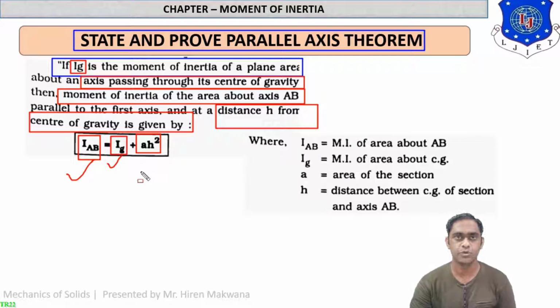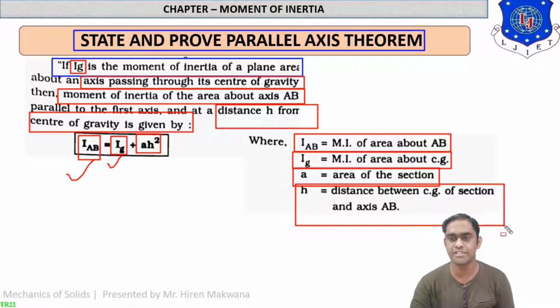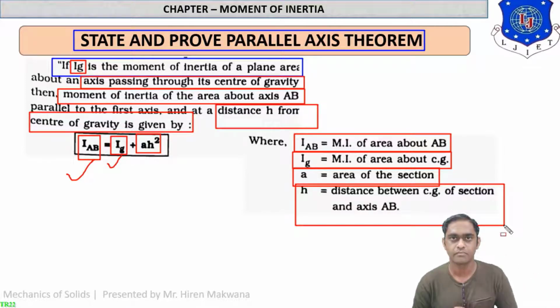Now furthermore, what do the notations denote? IAB is equal to moment of inertia about axis AB. Ig is equal to moment of inertia about CG. A means area of the particularly given section. H is equal to distance between CG of section and axis AB. So H is the distance between two parallel axes, you can say. Now actually we have to derive this formula. We have to prove this formula, IAB is equal to Ig plus AH square. So let us start the proof.